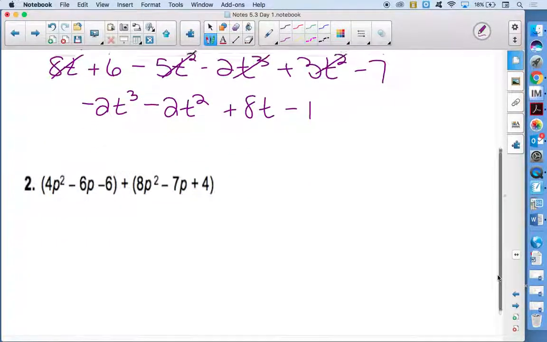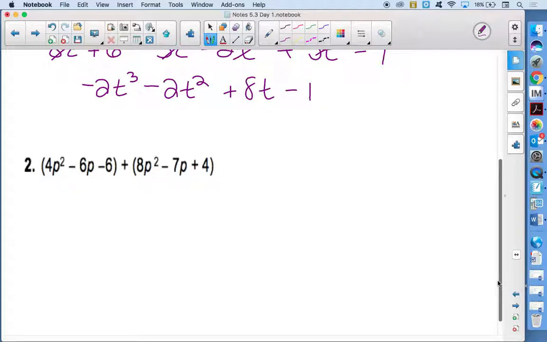So the last one on this page, we have 4p squared minus 6p minus 6 plus 8p squared minus 7p plus 4. Does anybody have that one? 12p squared minus 13p minus 2. So that one you don't have to distribute anything through because it is a plus sign. You're just combining those like terms. Questions?